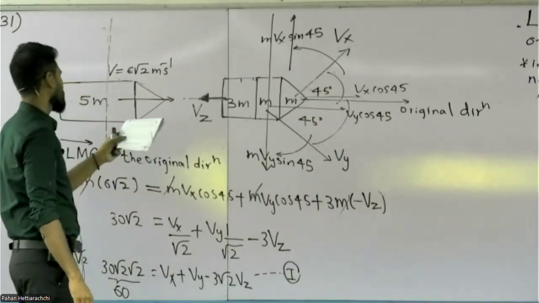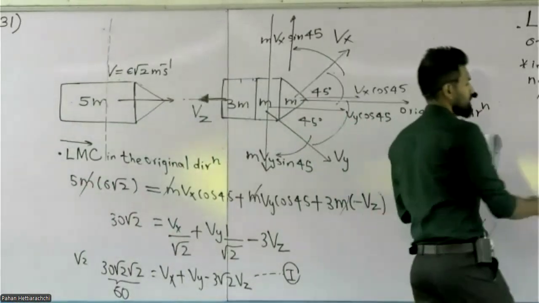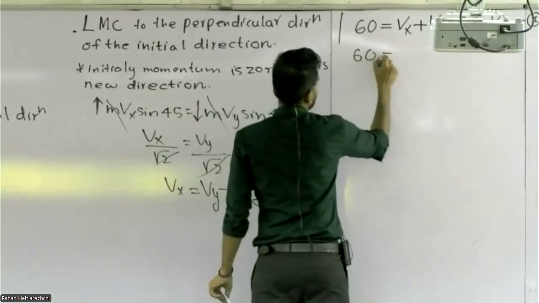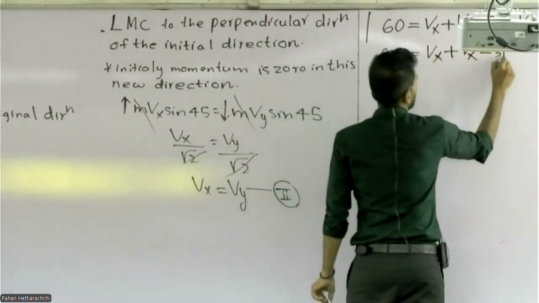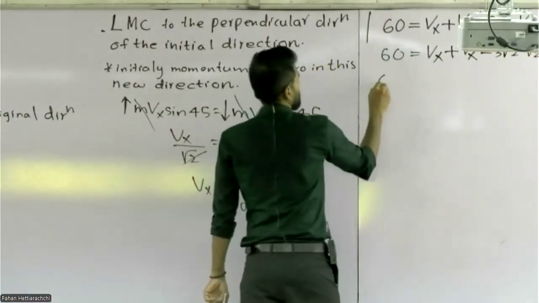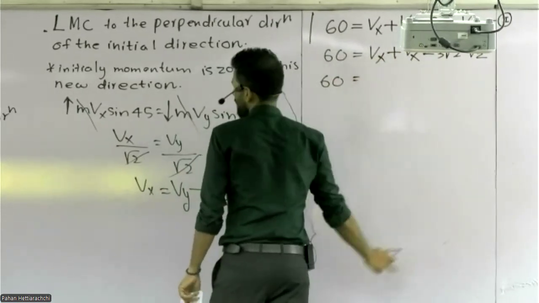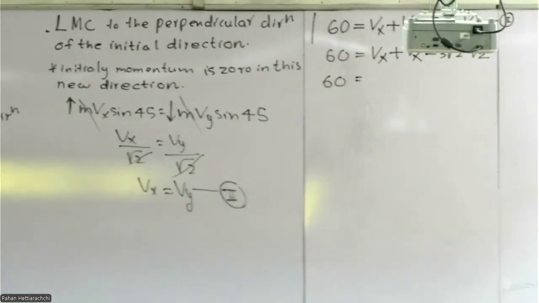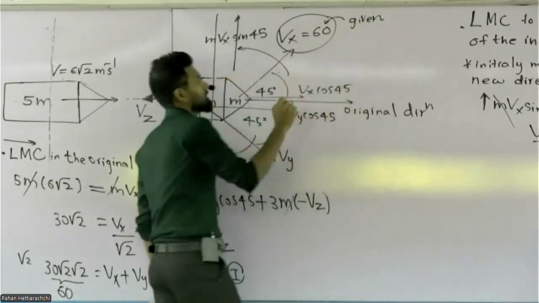Two smaller fragments, equal mass, move with 60 meters per second velocity. Vx is equal to Vy. So here Vx is 60, and Vy is also equal to Vx minus 3 root 2 Vz. They have given this Vx as 60. It's given data.